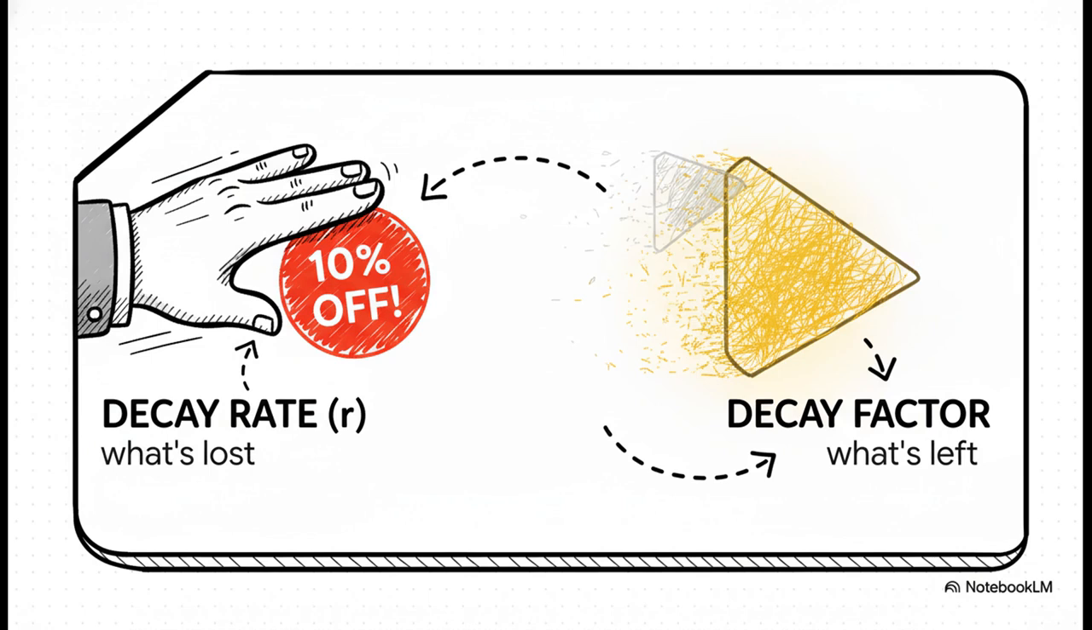It's what you're losing. But here's the secret. Our cheat code doesn't care about what's gone. It only cares about what's left over. So if you lose 10%, that means you have 90% left. And that 90%, or 0.90, is your decay factor. That's the number you actually use.